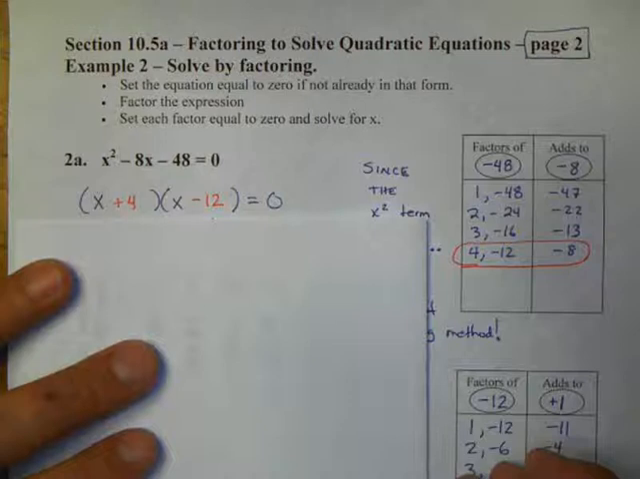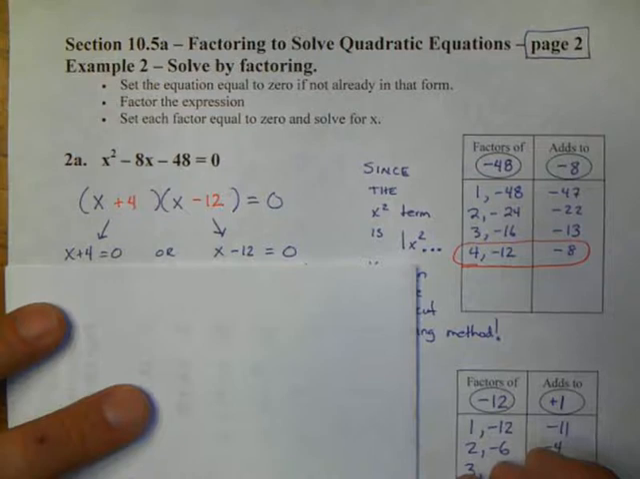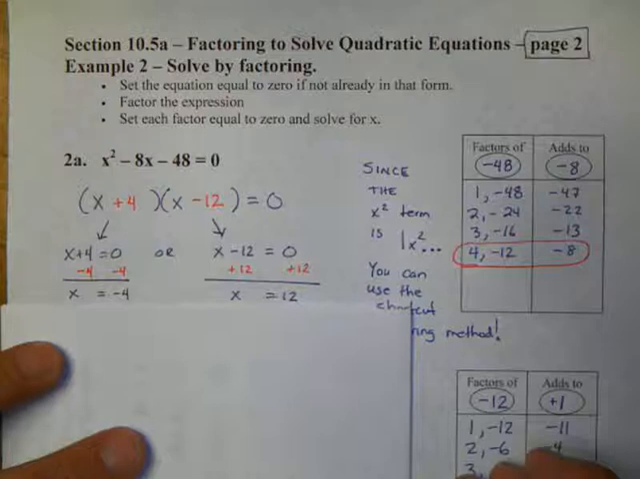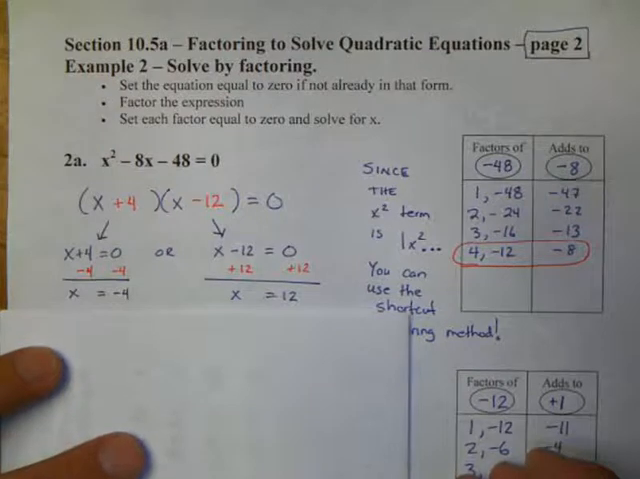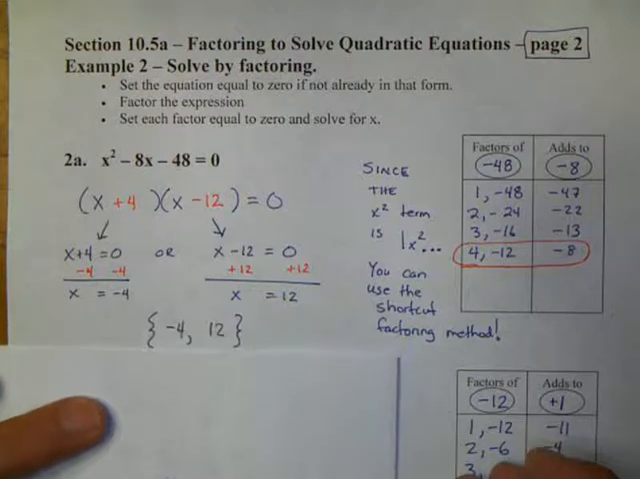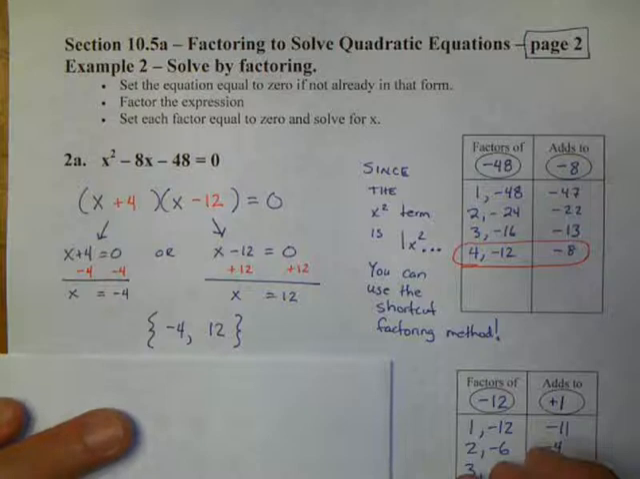So I'm going to take those two factors and split them up and set them each equal to 0. And then to solve each one, I'm going to subtract 4, or I'm going to add 12. That leaves me answers of x equals negative 4 and x equals 12. Written as a solution set, writing the smallest one first, that means x equals negative 4 and x equals 12.